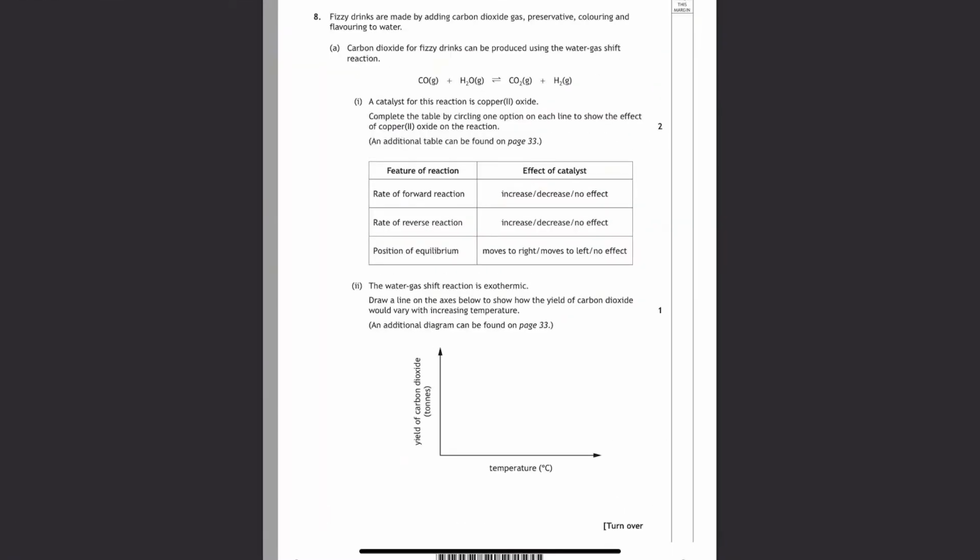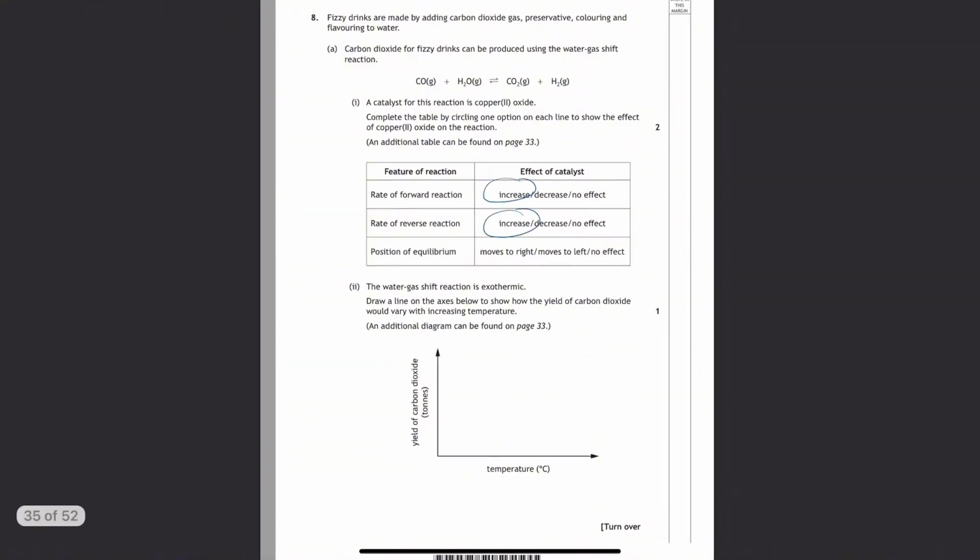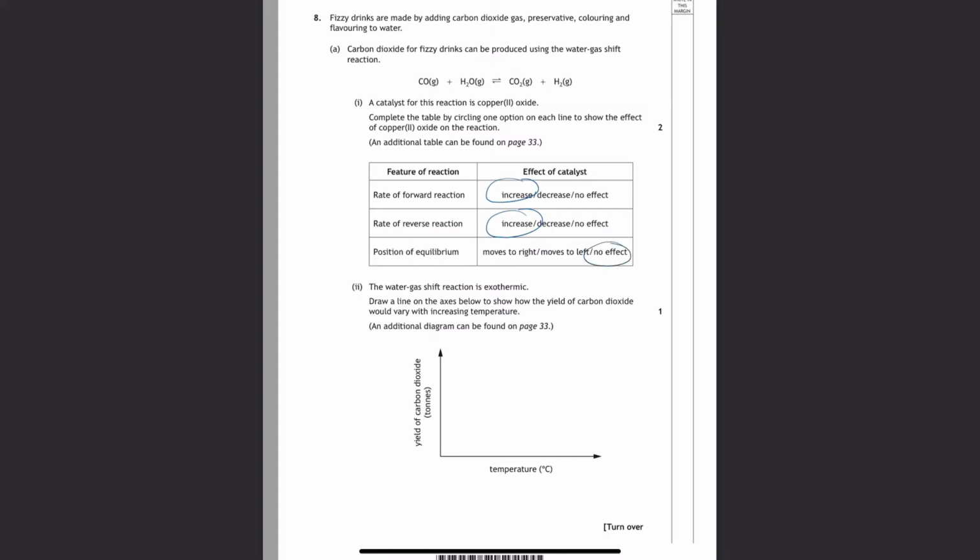So question 8, complete the table by circling one option on each line to show the effect of copper 2 oxide on the reaction. So copper 2 oxide is a catalyst, which means it will increase the rate of both the forward and the reverse reactions, but it won't have any effect on the position of equilibrium. So you always get to equilibrium quicker when you use a catalyst, but it doesn't change its position. And you get there quicker because it's increasing the rate of both the forward and backwards reactions.